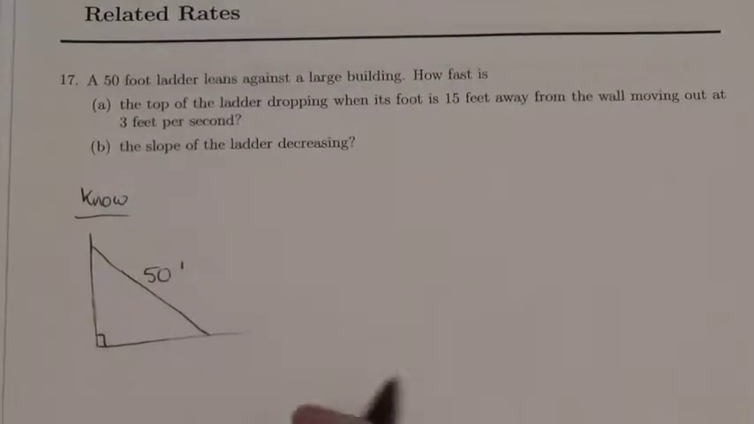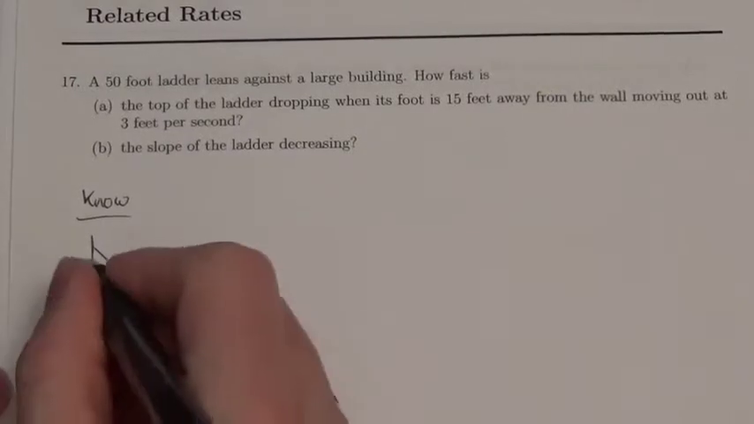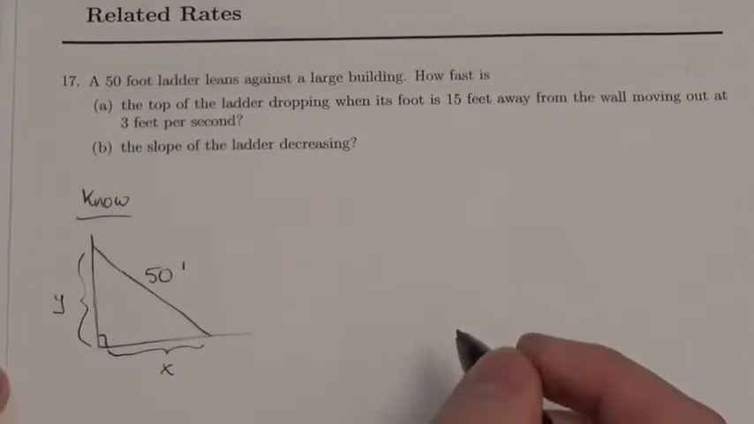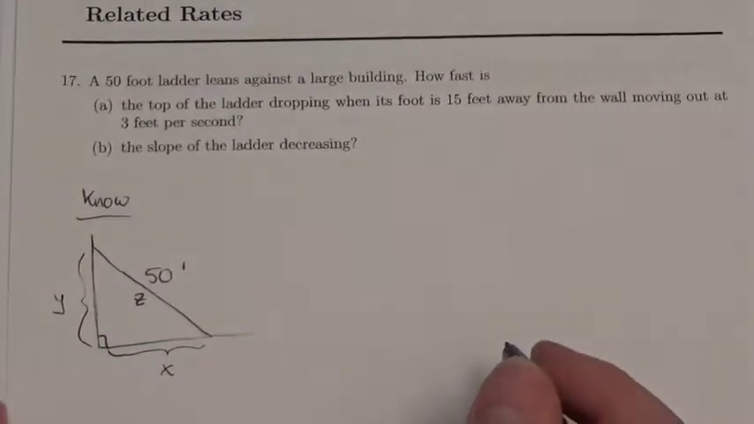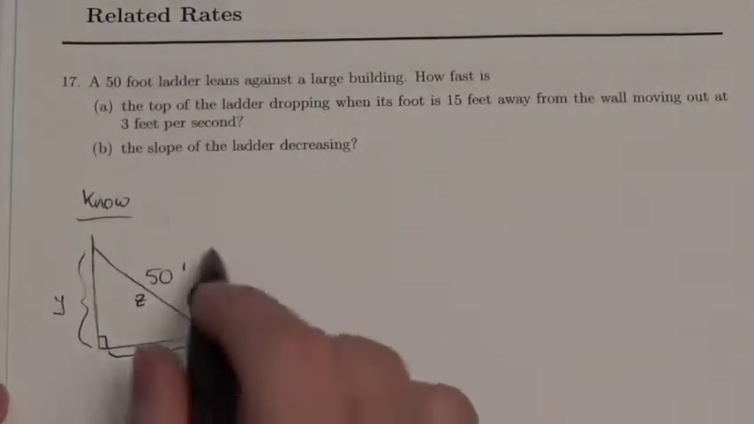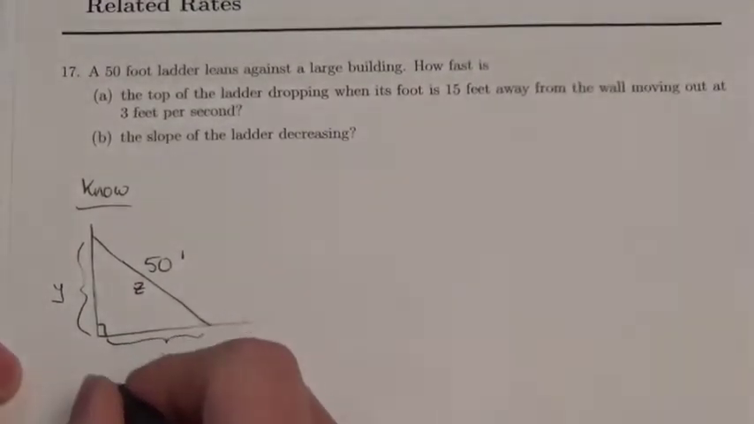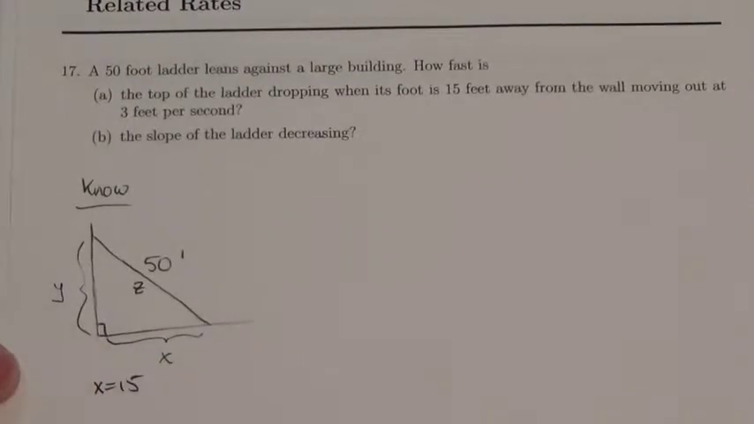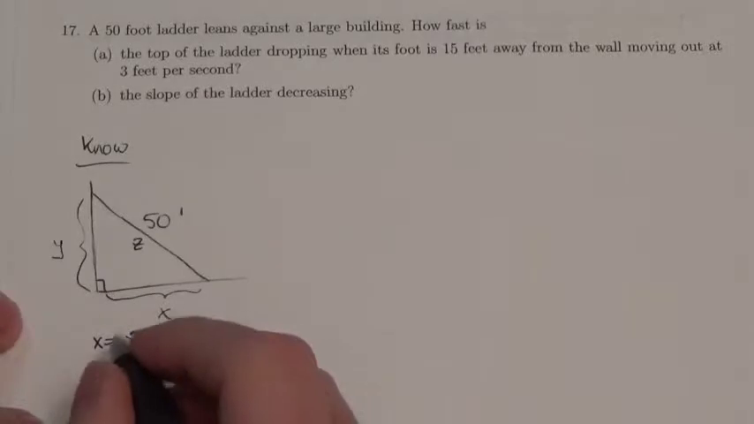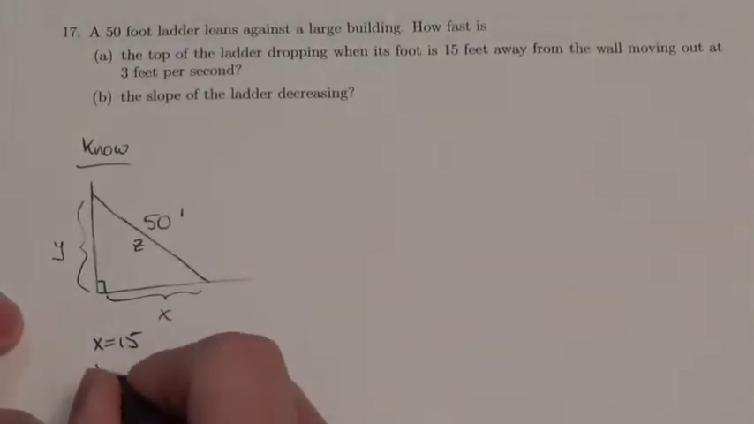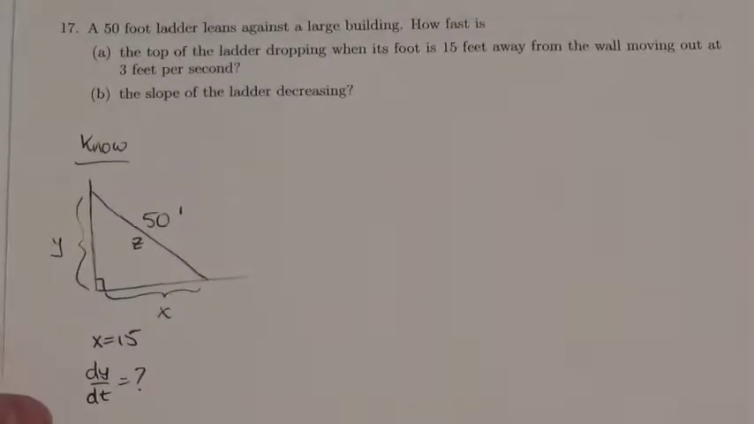Anyway, that's not what's happening here, but let's label this distance right here x, and this distance right here y. Why not? And we can call the length of the ladder z, but that's just going to be 50 anyway. So we know that when the foot is 15 feet away, so when x is equal to 15, we're looking for the rate at which the top of the ladder is dropping. So we're looking for dy by dt.